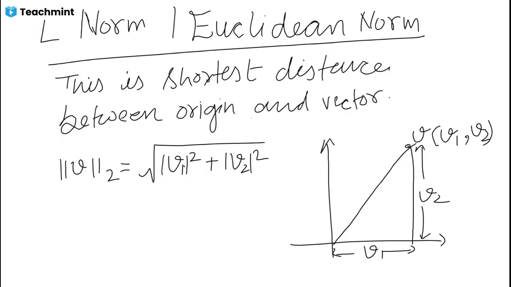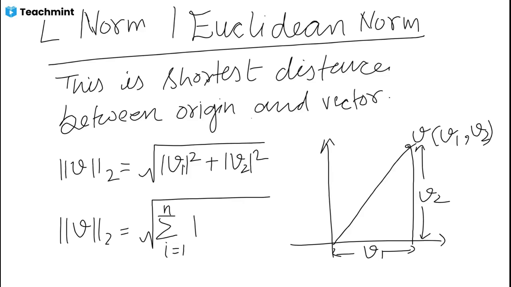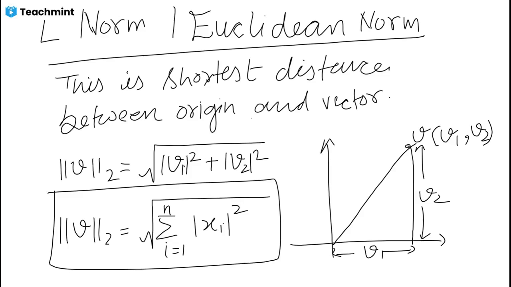And it can be defined for n components. We can use this standard formula, the square root of summation i equal to 1 up to n, and we use this here. This is the standard formula we can use for any number of components. Got it? Now let us do one more type, because we have one more type of norm. So let us finish.